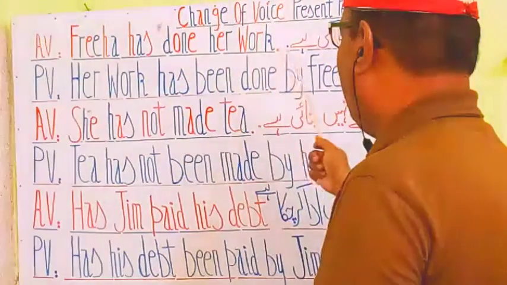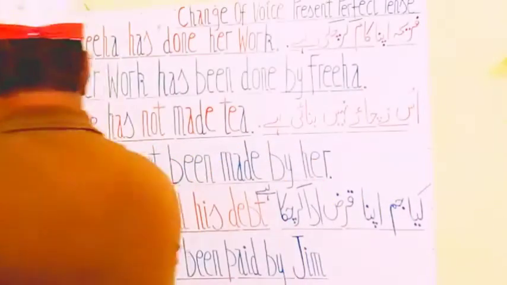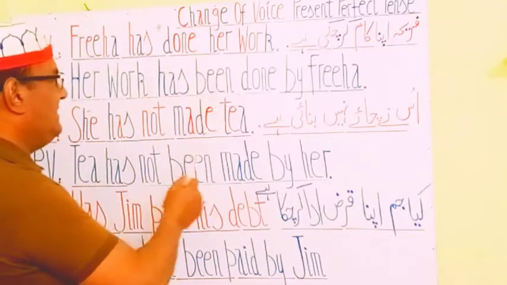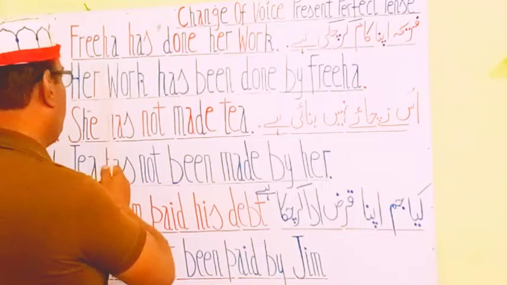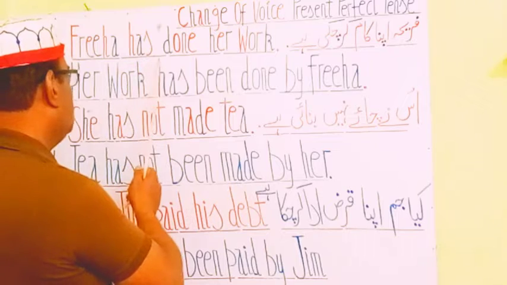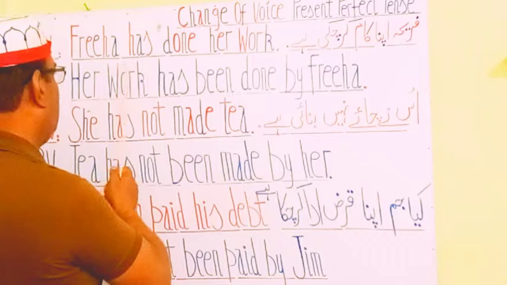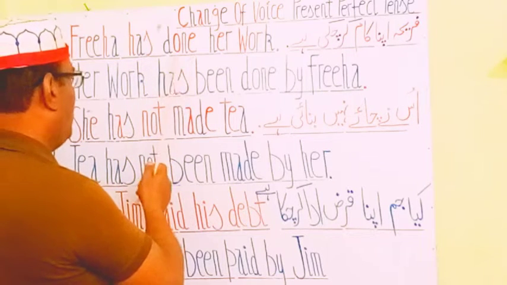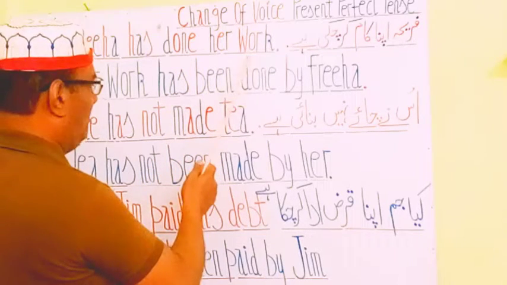Friha has done her work. This is an active statement. This is the present statement. The work completes in present time, and here you see that Friha is the subject, has is a helping verb, done is the principal verb, and her work is the object.